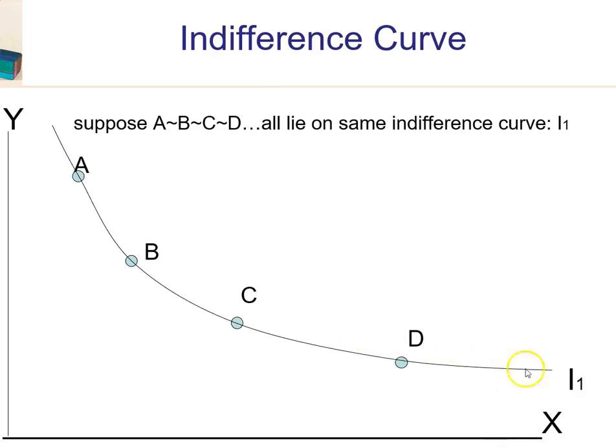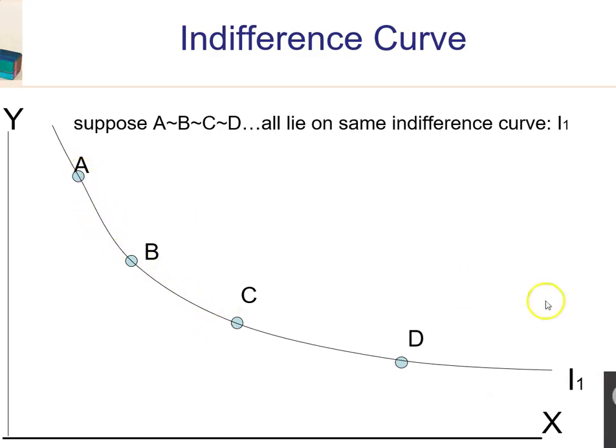So consider this indifference curve that I've labeled I1. Some books will also use the notation U1 for utility. And this bundle C, for example, lies on the same indifference curve as bundle B. Thus we can infer that bundle B and bundle C are equally preferred, or you're just as happy with either bundle.